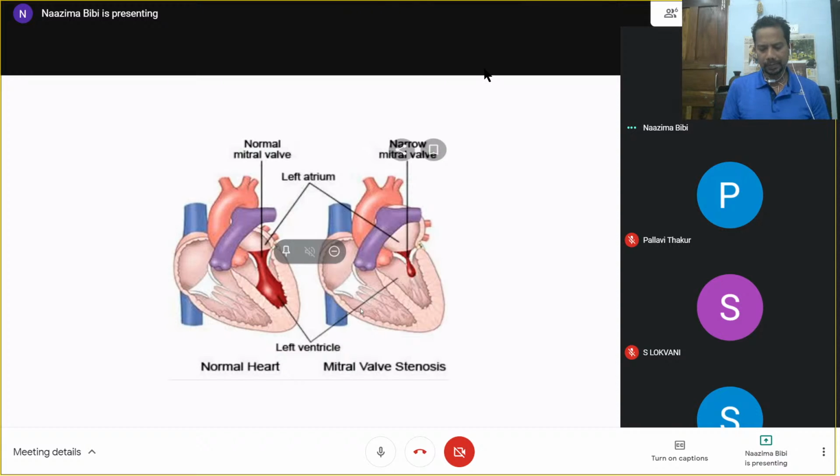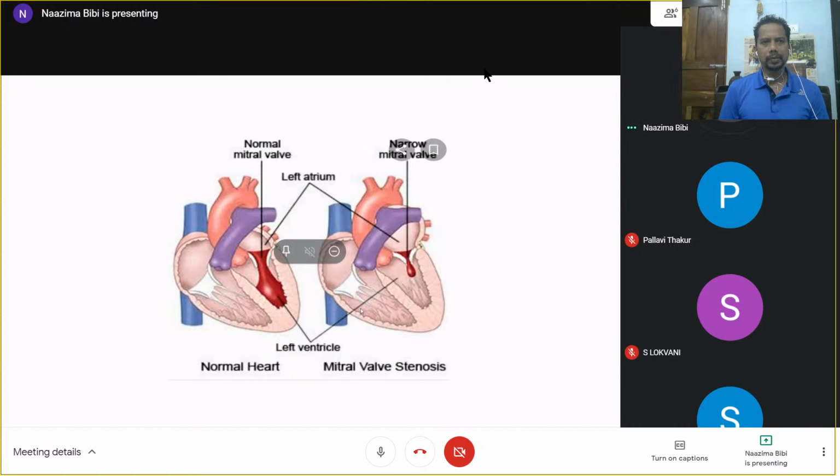When we say management, it involves investigations and treatment. We'll move forward with baseline investigations like complete blood count and serum electrolytes. Then an ECG can be done, which may show right atrial enlargement and features of right ventricular hypertrophy.